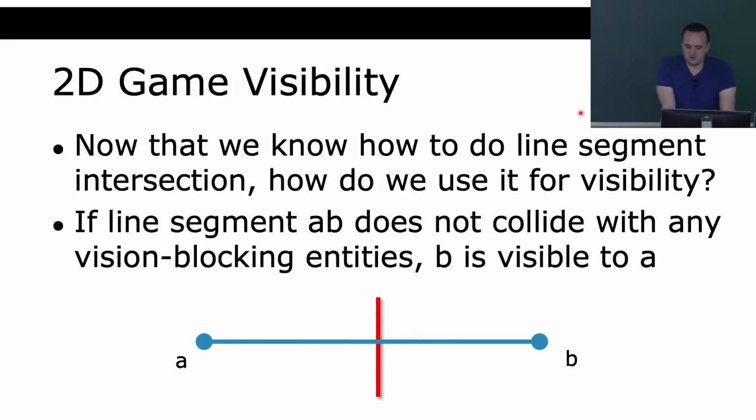So now that we know how to do line segment intersection, how do we use it for visibility? Well, it's pretty easy in this case. If line segment AB does not collide with any vision blocking entities, then B is visible to A. So if there's some line somewhere that does intersect, maybe with, let's say, the simplest possible thing we could do in assignment 4, which we'll end up doing, is just take the midpoints of the NPCs and the player. Right? Now, technically I can still see around the midpoint, like I have two eyes, it's up here, I could technically see part of me that's not the middle of me, but we're not going that in depth with it. We're just going, can the center of the NPC see the center of the player?